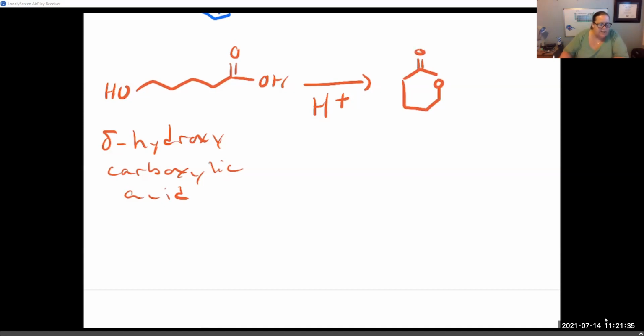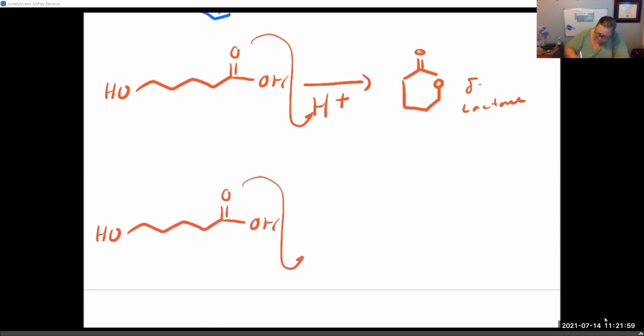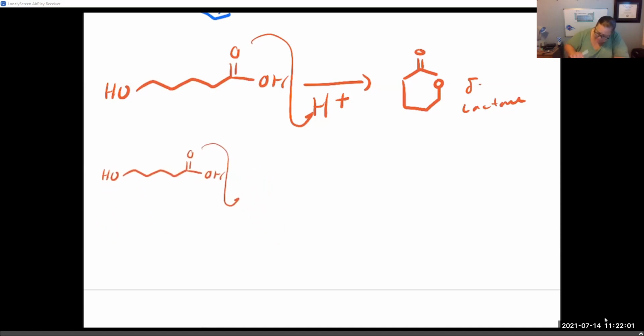A delta lactone. Okay, and so, yeah, that's right. We're going to have an intramolecular Fischer esterification. First step, protonation. I'm going to form this intermediate species. It's going to look like this.